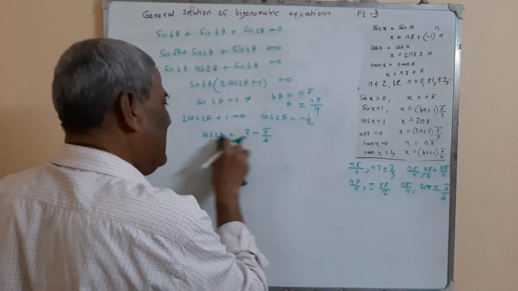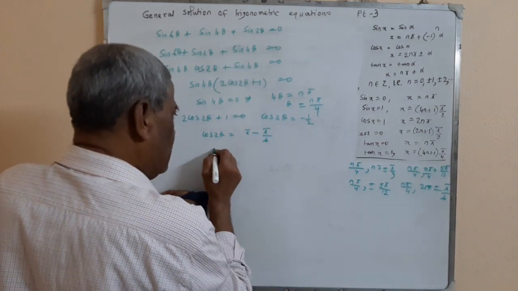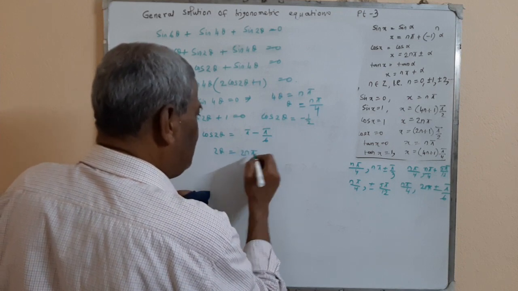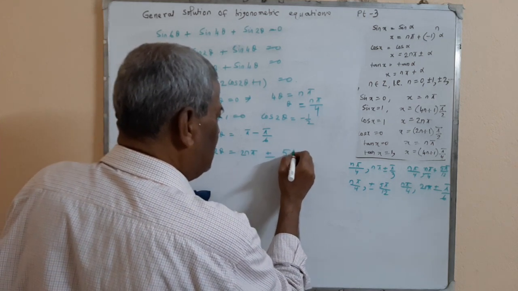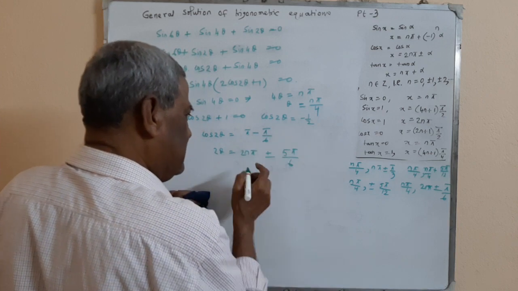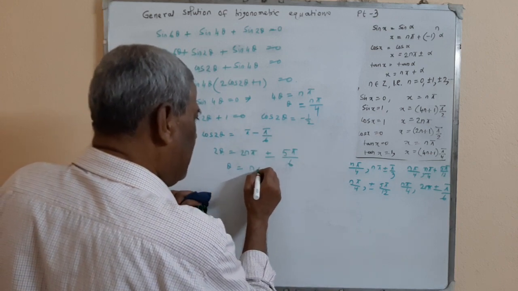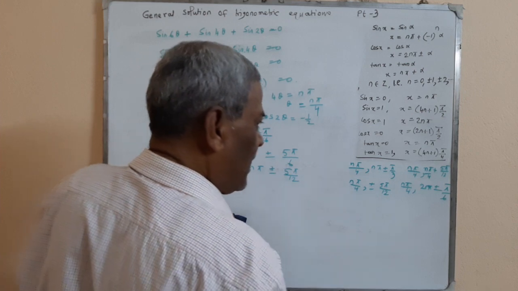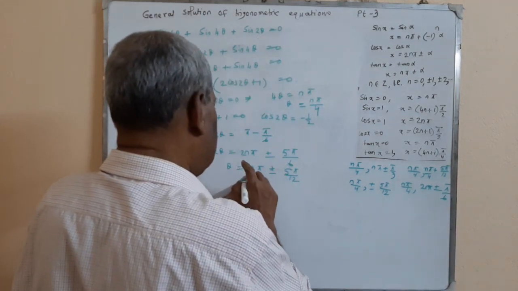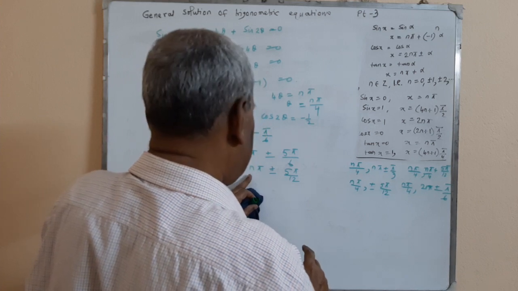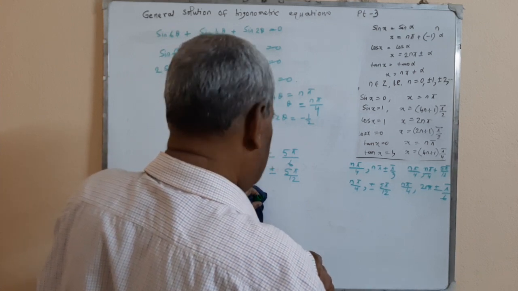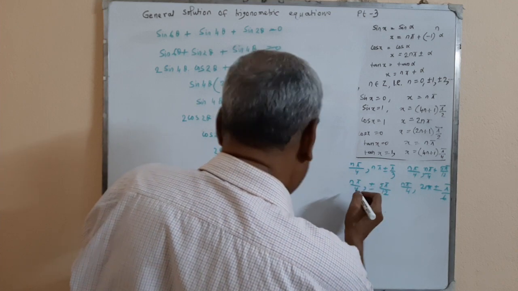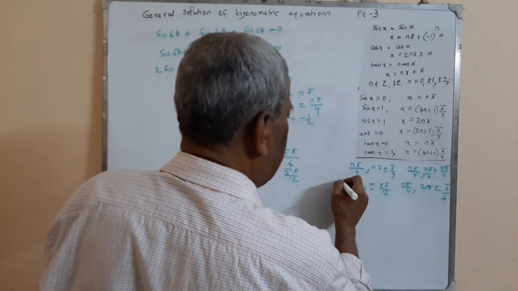So the general solution is 2θ = 2nπ ± 5π/6. Therefore, θ = nπ ± 5π/12. So this one is the correct option.